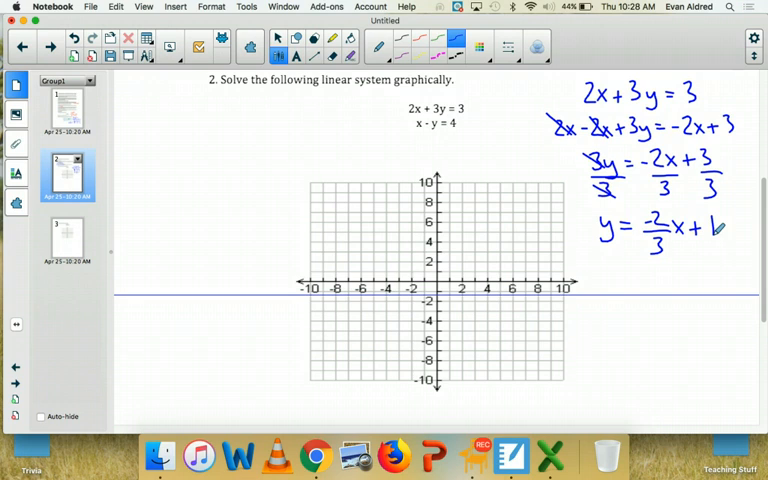So we have that in the form y equals mx plus b. We know the y-intercept is going to be at 1. And we know the slope is going to be down 2 and to the right 3. So we start by identifying our y-intercept. And then we go down 2 to the right 3. So our next point is going to be right there. And our final point, down 2 again.